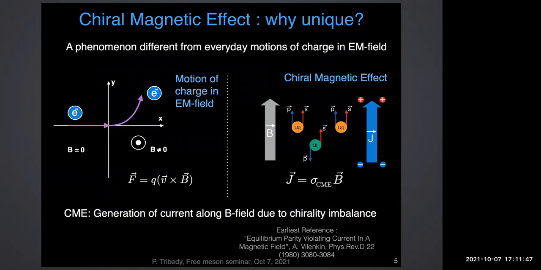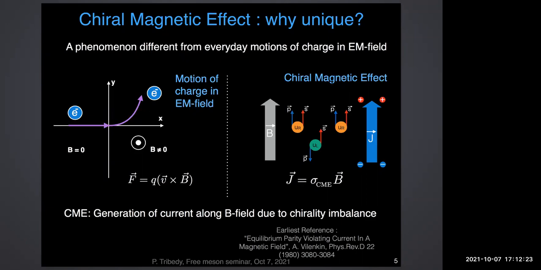So let me tell you why the chiral magnetic effect is unique before I tell you how exactly it happens, just to give you some interesting aspects of it. It is not a phenomenon that happens in your everyday life through the motion of charge in an electromagnetic field. Imagine a situation like this. In everyday motion of a charged particle in a magnetic field, it will go perpendicular to the direction of the magnetic field. It's basically like the Lorentz force.